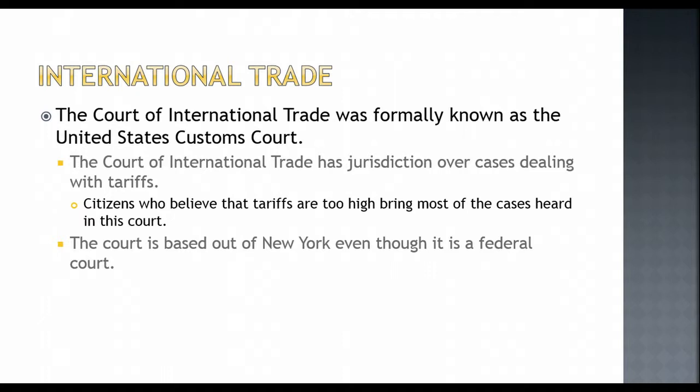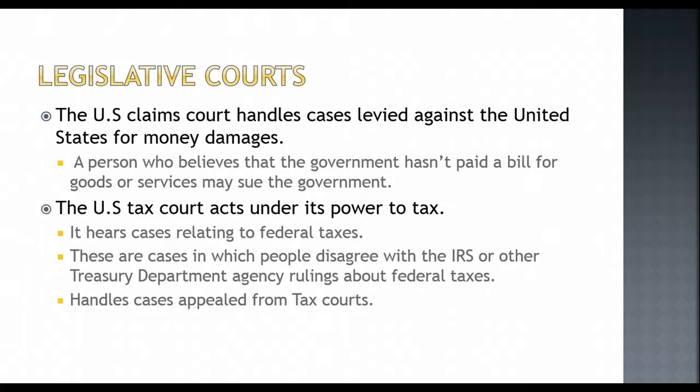All right. So let's look at some of the different courts that exist. The Court of International Trade, which is a constitutional court, was formerly known as the United States Customs Court. The Court of International Trade has jurisdiction over cases dealing with tariffs, and remember, a tariff is a tax on an import. Citizens who believe that tariffs are too high bring most of the cases heard in this court. And the court is based out of New York, even though it is a federal court. You've got to think about that. That's more than likely because of the amount of trade that comes in and out of New York. That's a good place to hold that, so you're kind of in the center of everything that's going on.